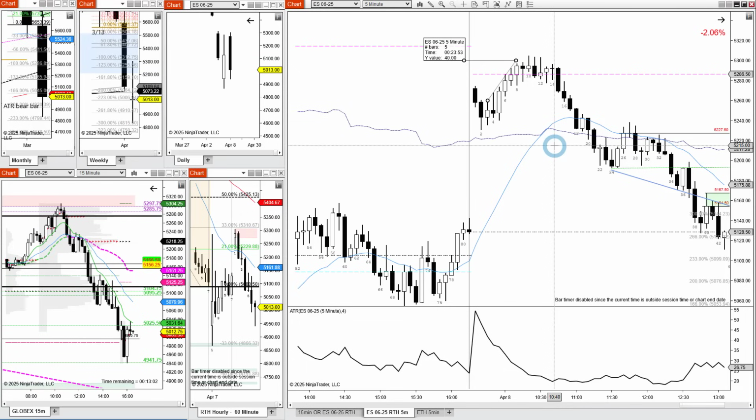So that bear body is definitely not bar 9 because you have 1, 2, 3, 4 bull bars, a tight bull channel. The first bear bar is not even closing on its low. I'm not interested in selling. Bulls are probably going to try to keep going up.